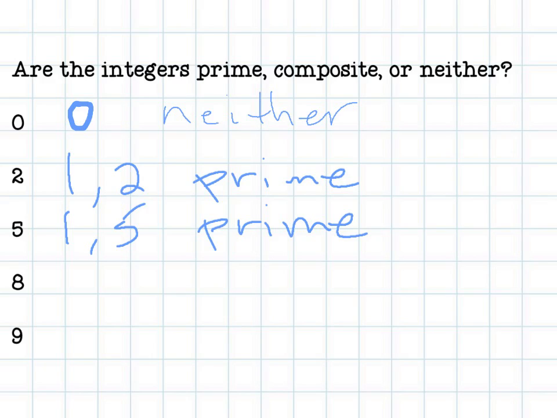Okay, now let's look at 8. What are the factors of 8? Remember, to list all of your factors, you usually will put them in pairs. So we have 1 times 8, and then we have 2 times 4. It has 4 factors. If a number has more than 2 factors, then it is a composite number.